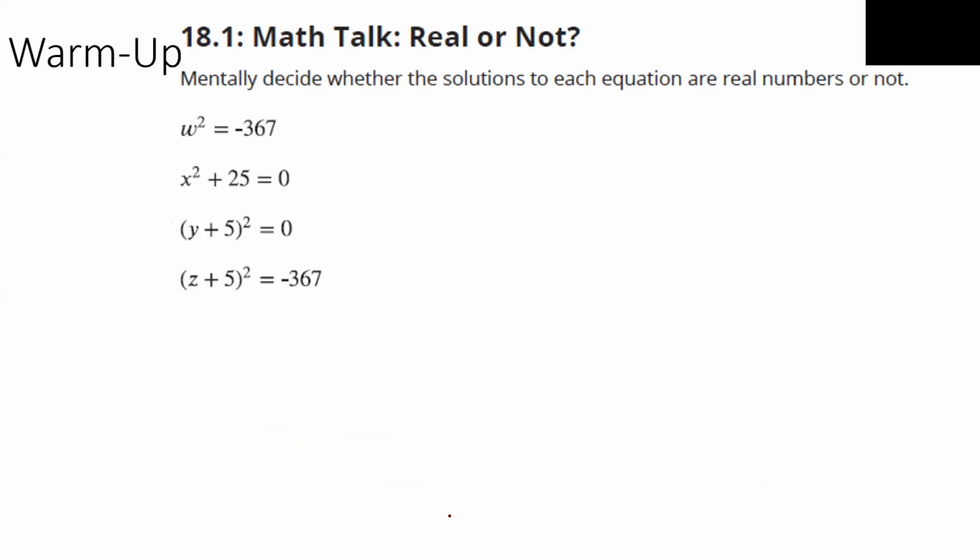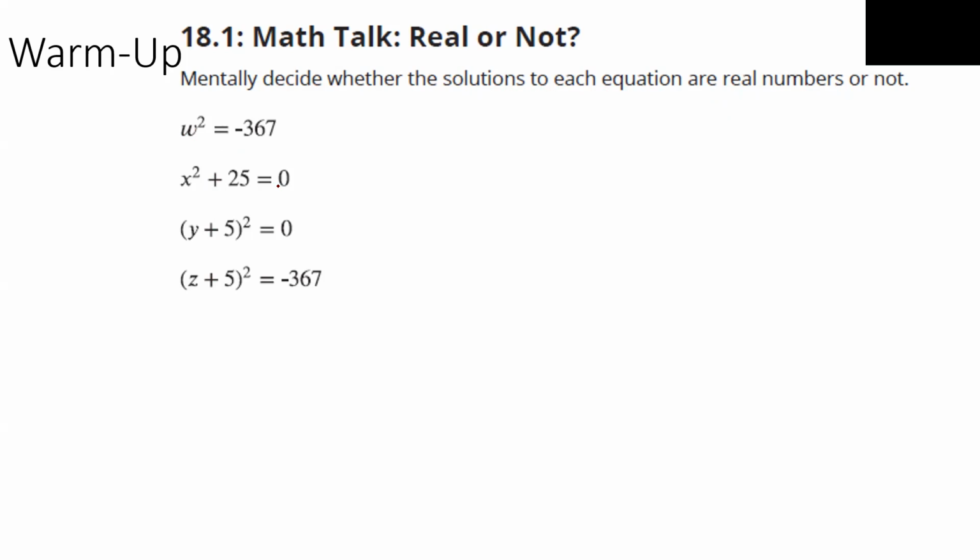All right, let's get started with the warm-up. The warm-up says mentally, meaning in your mind without any help of any calculator or any writing, just in your head, decide whether the solutions to each equation are real numbers or not. So you have these four equations here. Decide which ones have real number solutions and which ones do not. Go ahead and do that now.